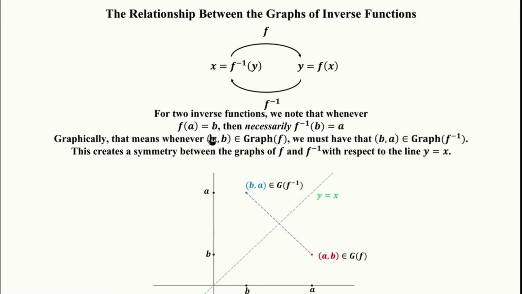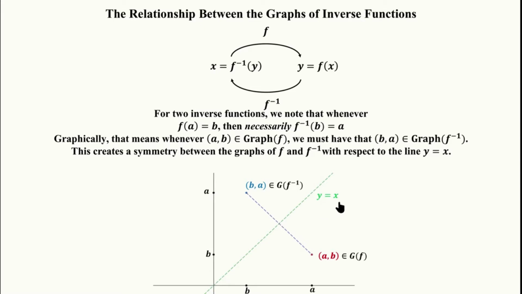So what this means is that if f of a is b, the point (a, b) is going to be on the graph of the function f. And because f inverse of b is a, the point (b, a) is going to be on the graph of the inverse function. So this kind of symmetry is symmetry with respect to this special line, which is the 45-degree line, which we know is defined by the equation y equals x.